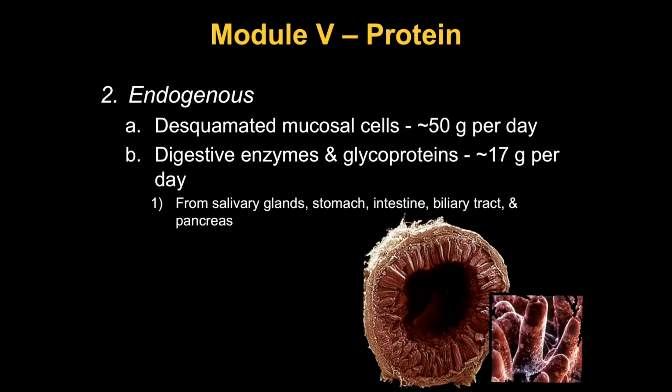Digestive enzymes and glycoproteins, particularly with the enzymes, every time we have a meal, we're sending in enzymes to go in and digest our macronutrients, and we're producing protein this way. So we'll be eliminating about 17 grams per day of protein in this manner.